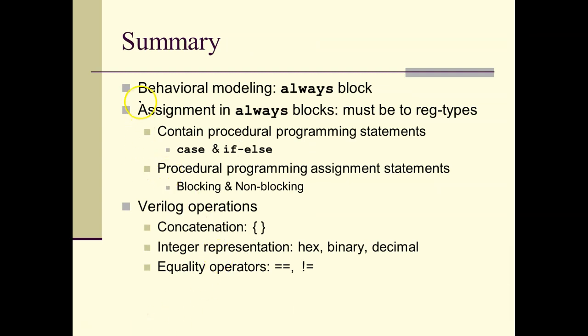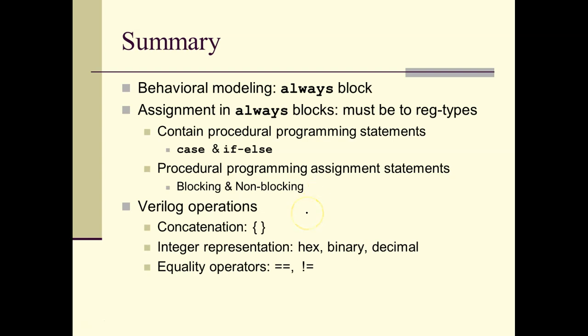So in summary, we were working with behavioral models here. The heart of the behavioral models is the always block. There are a couple different ways to assign stuff in an always block: straight assignment, but also procedural programming statements, which are the case and if else statements. Inside those, and inside the always block in general, we have two types of assignment operators, blocking and non-blocking. The examples we used were decoders, which are combinatorial circuits. When you're working with combinatorial circuits, you always use blocking operators. When we work with sequential circuits later, we'll start using non-blocking operators.